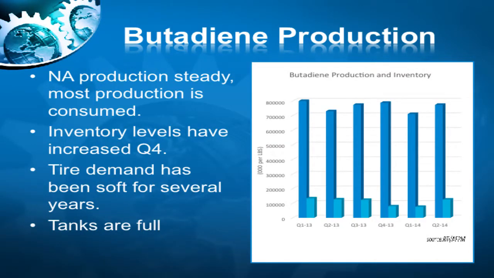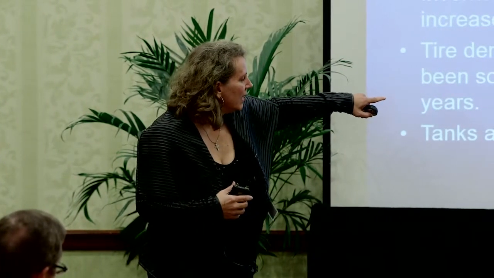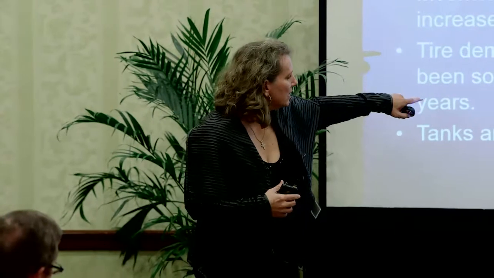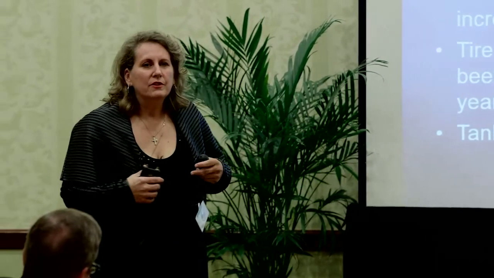The butadiene production, same situation as styrene monomer. We produce, and it's pretty steady, but we consume a lot of what we're producing. So again, we are vulnerable. The one good thing about the current market today is you can see on the inventory level, it's a little bit up there. It's almost as good as what it was in the beginning of 2013. Right now it's considered full. Our tanks are full. There's not a lot of transactions happening. Nobody's wanting to buy or do anything with butadiene.